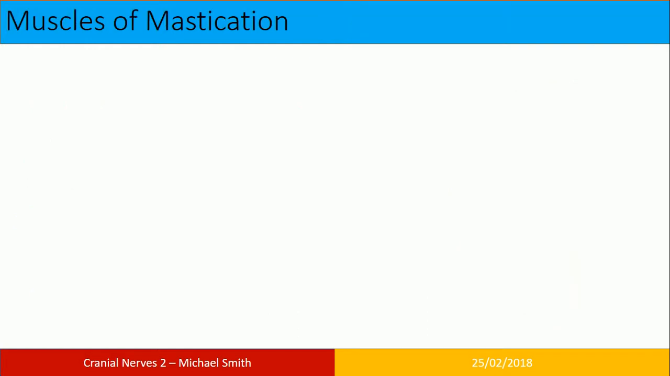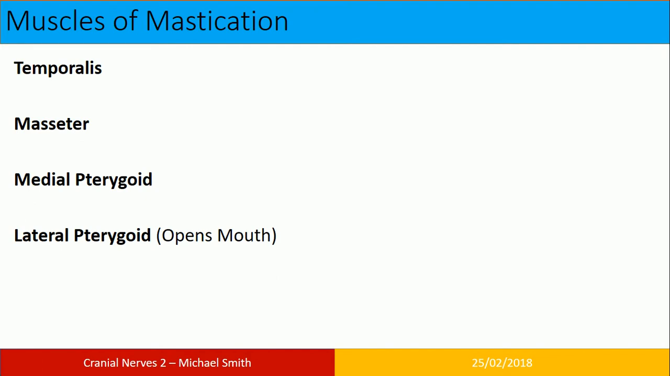We also have our muscles of mastication, to which they provide motor, and these are our temporalis, which sits around our temporal region, our masseter, our medial pterygoid, and our lateral pterygoid. Our lateral pterygoid is the only one which is involved in opening the mouth, and as there's only one muscle involved in opening the mouth, this is a much weaker movement than closing the mouth, which is done by the other 3.